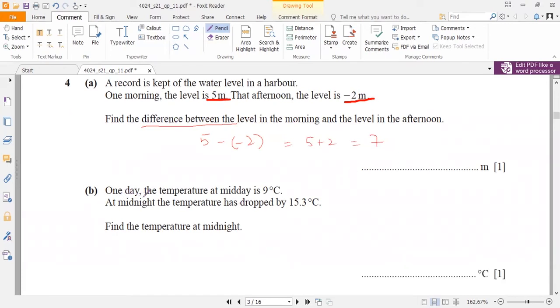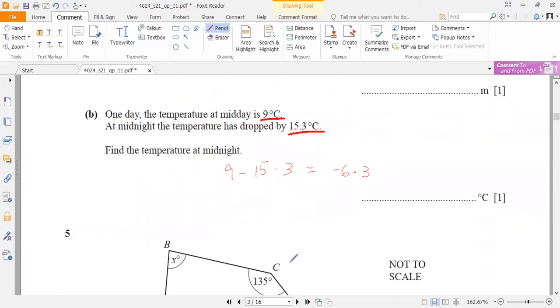Part B, on one day, the temperature at midday is 9 degrees. At midnight, the temperature has dropped by 15.3 degrees. Firstly, the temperature is 9 and it is dropped by 15.3. Find the temperature at midnight. Drop means we need to subtract from 9. So 9 minus 15.3 will be equal to minus 6.3. So the temperature is dropped to minus 6.3.